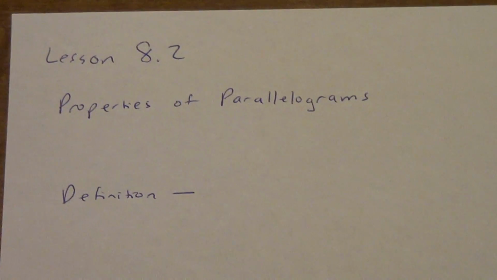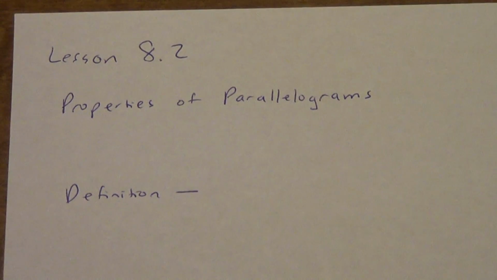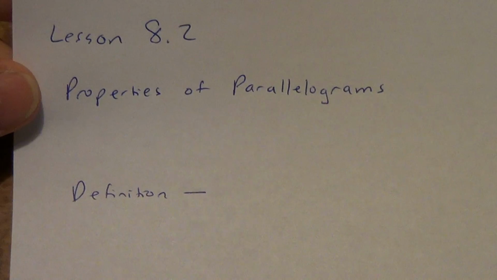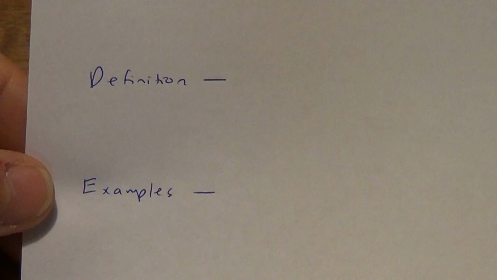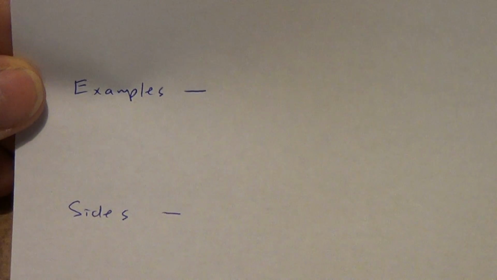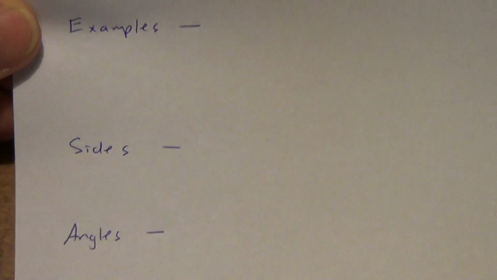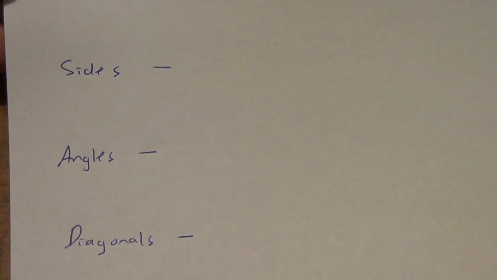So what we're going to do is start by doing a couple things. We're going to define parallelogram. We're going to talk about an example. What does it look like? We'll give you a couple examples of that. What do we know about its sides? What do we know about its angles? Its diagonals, and then we'll talk about some other stuff that you should know about parallelograms.